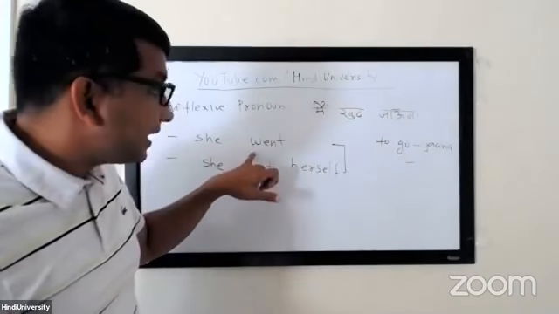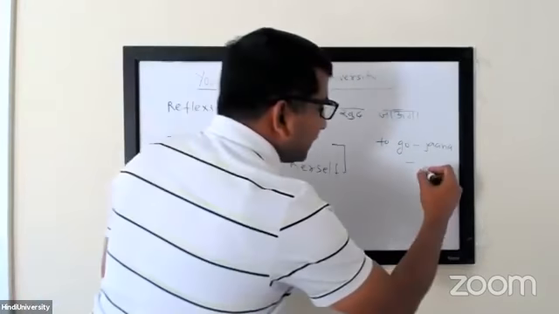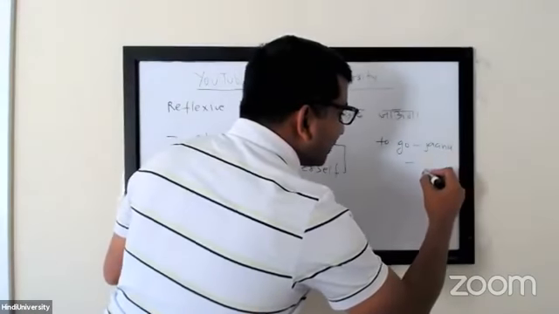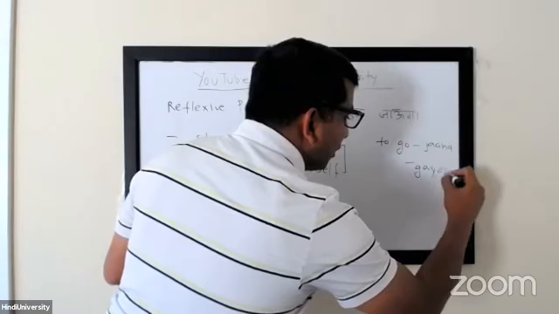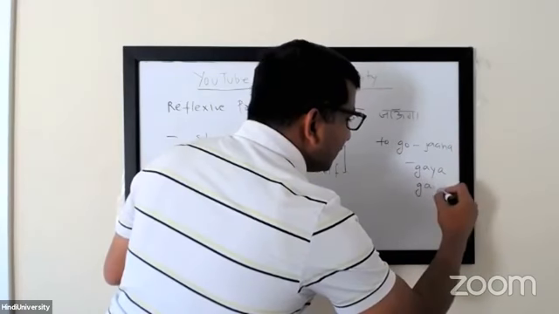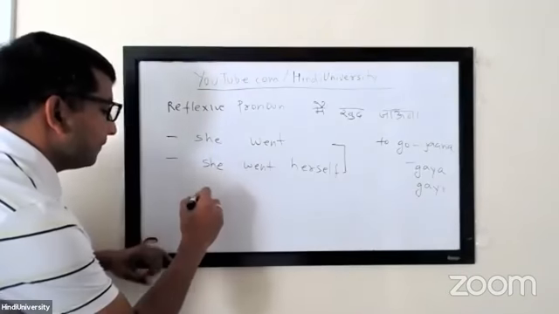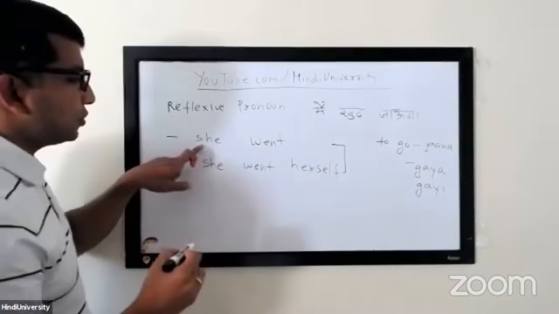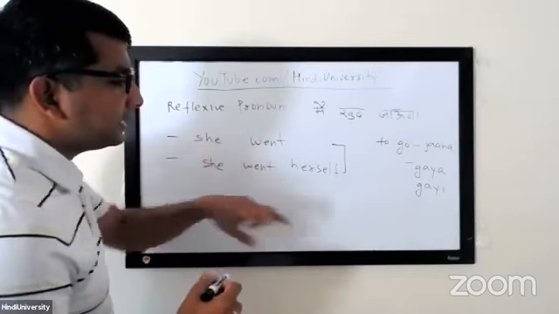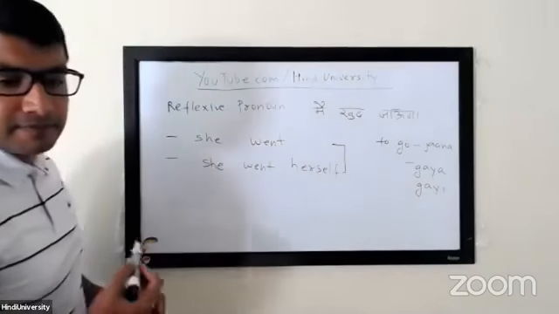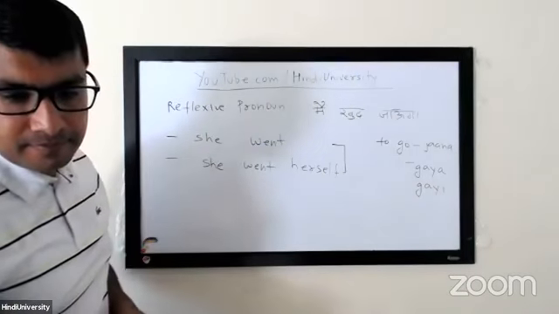How do you say went? Say it again one more time. Yeah. So jana becomes gaya for a boy or gai for a girl. So now you know how to say went in Hindi. You have gaya and gai. Very good.